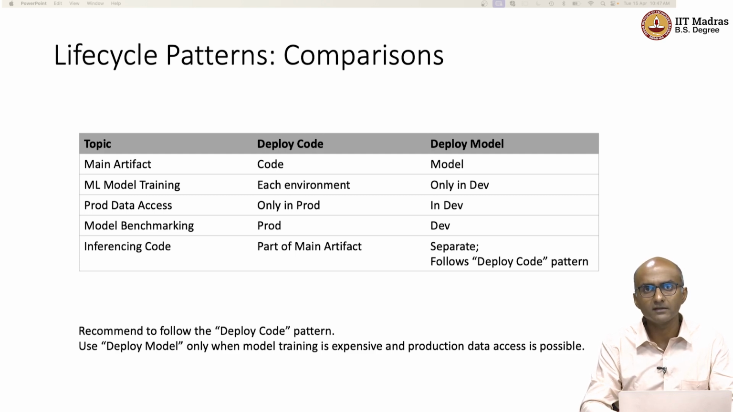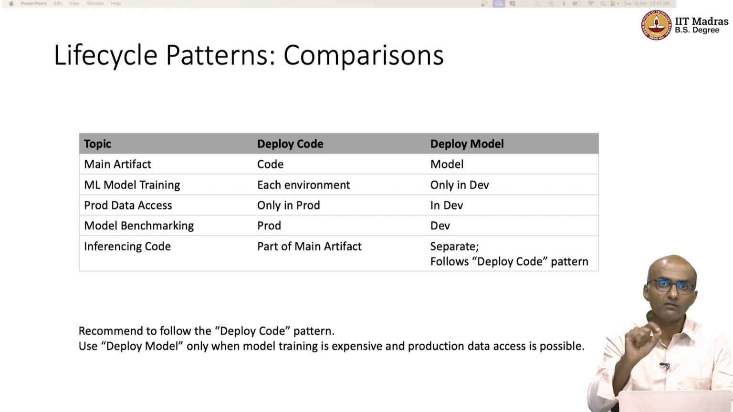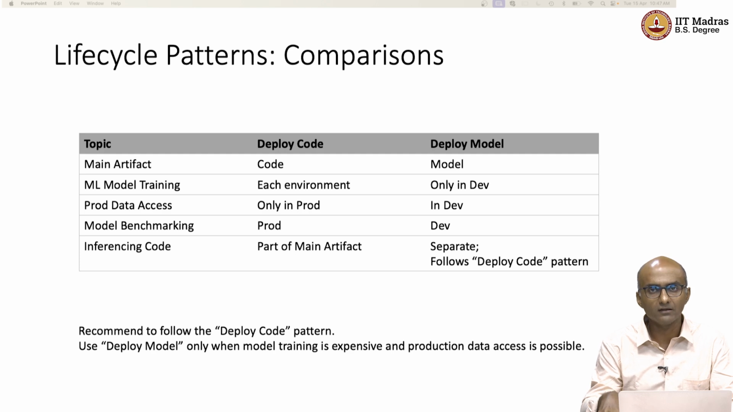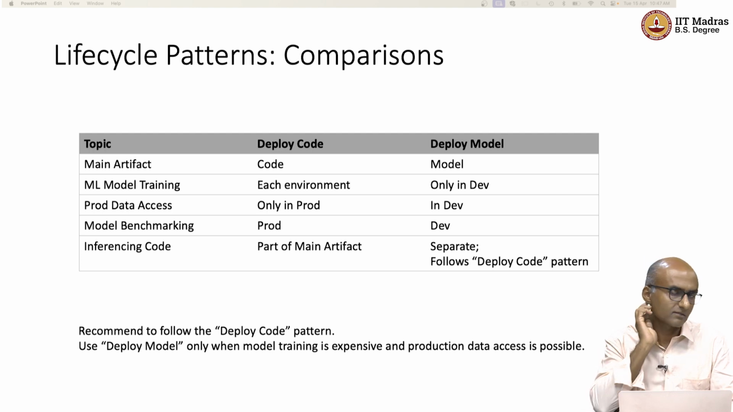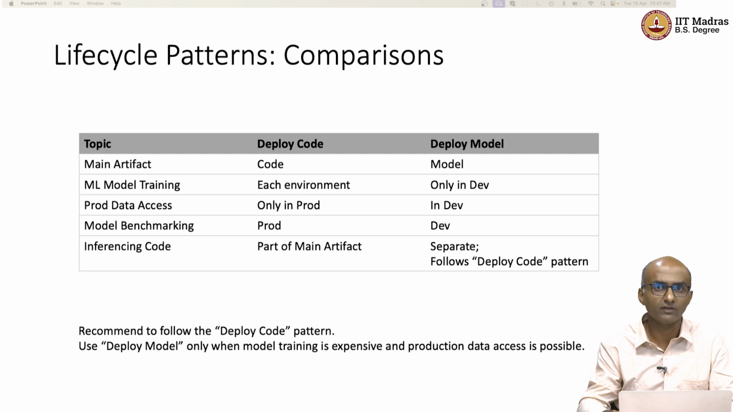Whereas in the deploy model pattern, you're going to have to make a decision on moving forward with the model in the dev stage itself, having trained it on production data or production-like data, which means the benchmarking you're doing will have to happen in dev, right? So think about what that means. You would need access to the champion production model in dev in order for that benchmarking to happen successfully.